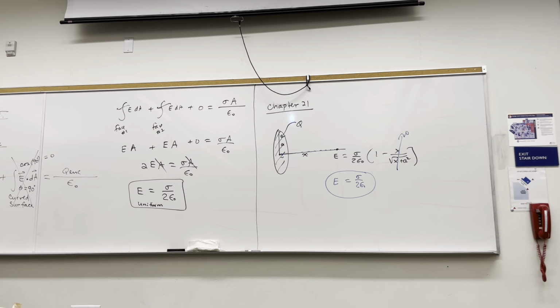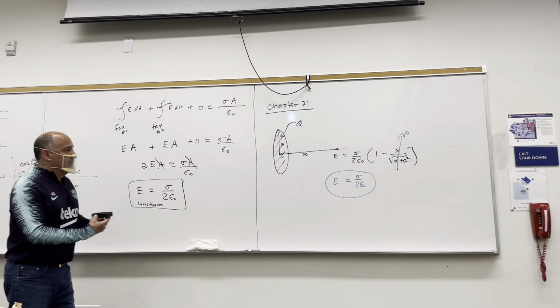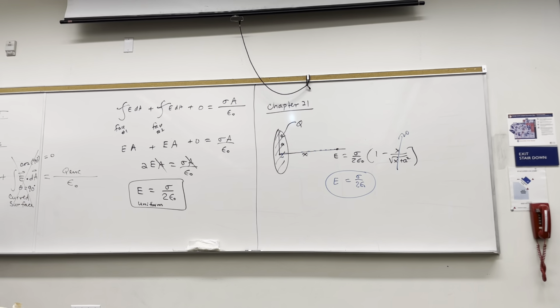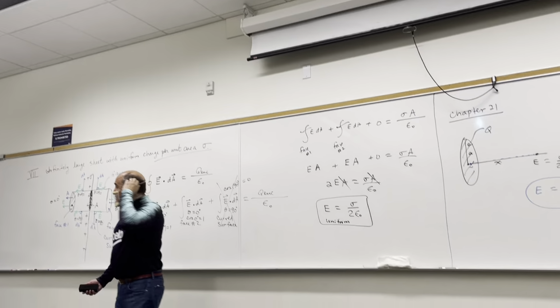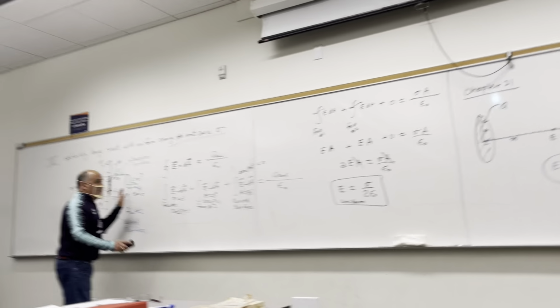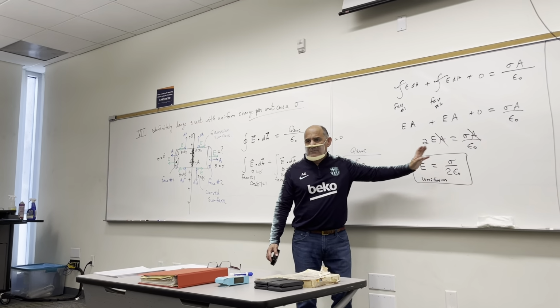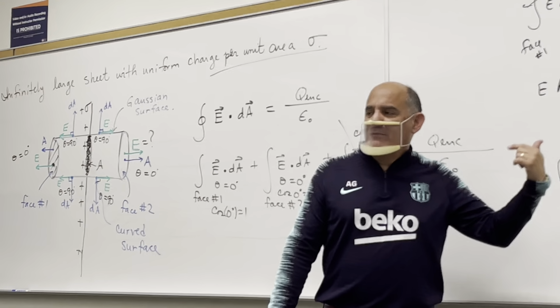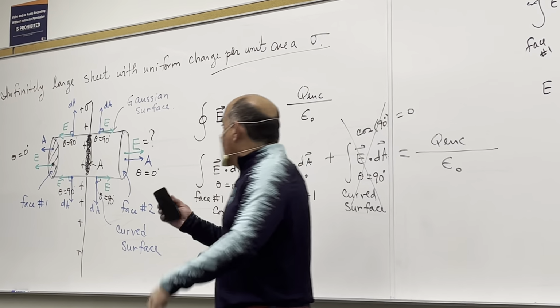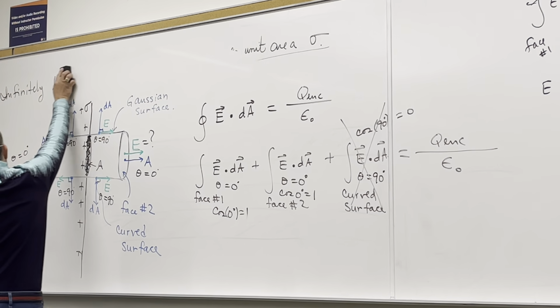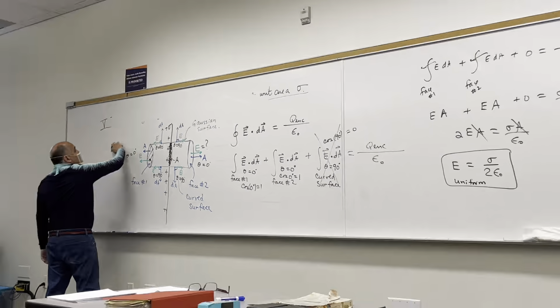So how can we use this? Are we good? Can I erase some of this? From now on, I'm not going to do this derivation in detail. We're just going to use that result. If the charge is positive, it's away from the charge. If it's negative, it's towards the charge. That's it. So I'm going to call this number 8.